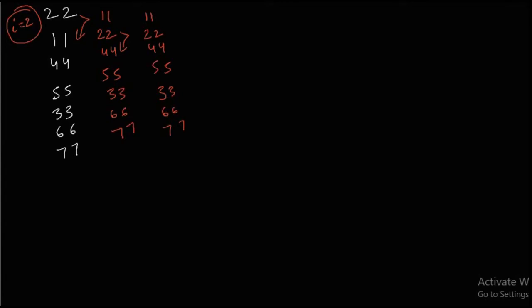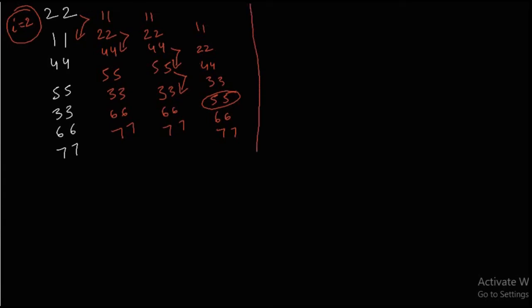Now the value of j is 3. So we'll compare 44 and 55. It is not greater, so we'll compare 55 and 33. Now the swapping will take place. It is 11, 22, 44, 33, 55, 66 and 77. In this way swapping will take place, and now we have the third largest element at the third last position.